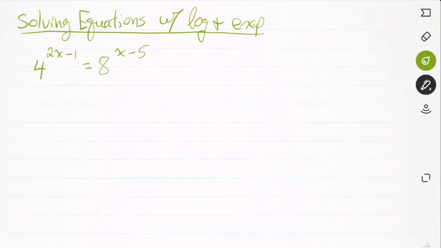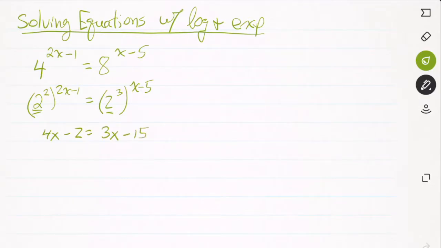We got the bases exactly the same. So this would be 2 squared raised to the 2x minus 1 is equal to 2 cubed to the x minus 5. And I'm going to do this really quickly. The exponents then, since the bases are the same, have to be equal, and we're going to distribute. So this would be 4x minus 2 is equal to 3x minus 15. Okay, and then when we solve for x, we're going to get x is equal to negative 13.